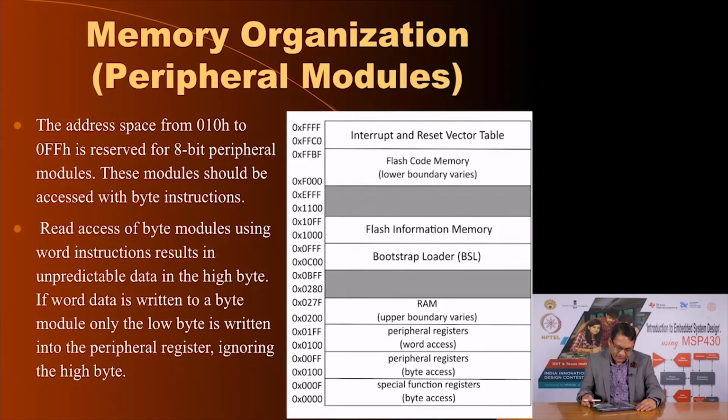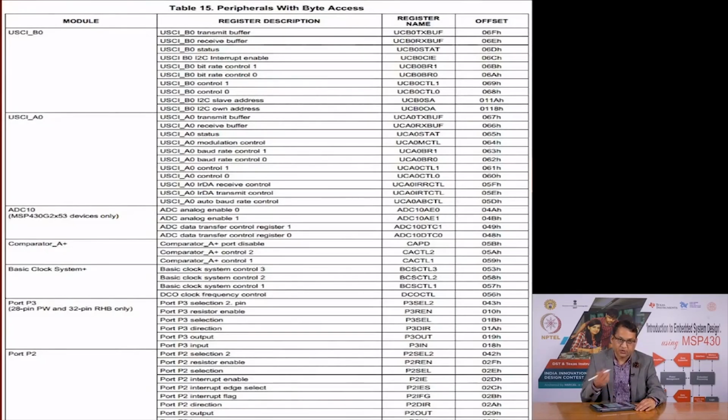Then you have the peripheral modules for 8-bit peripherals, which is here, and by reading and writing 8-bit data into this, you can control such peripherals. And here is a list. As you can see, there are many more than what you saw in the word accessible peripherals. This is the USCI, that is Universal Serial Communication Interface. The second module, you have some ADC devices, you have the comparator.